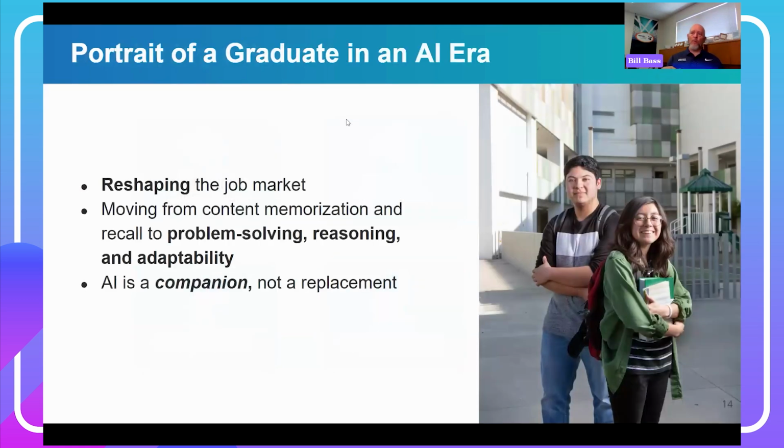Additionally, it wouldn't be a presentation in 2025 if we didn't talk about AI, and really what that means in the era of AI. As we know, AI is reshaping the job market, right? Because of that, we're moving from content memorization and recall to problem solving, reasoning, and adaptability. We really have to think about how that shift, which is not necessarily brought on by AI but is influenced by AI, is going to happen in our classrooms and in our daily instruction.